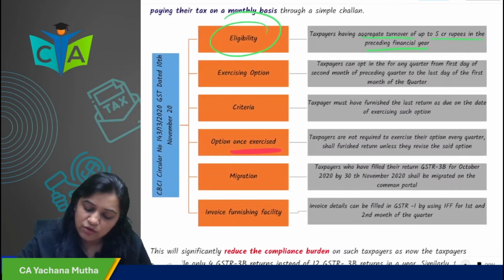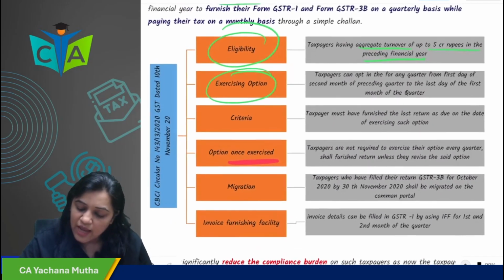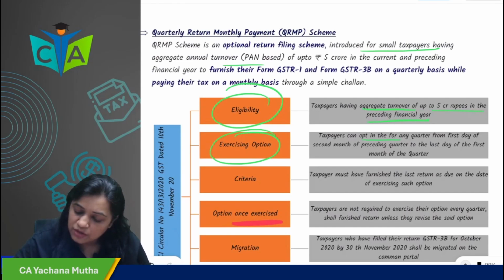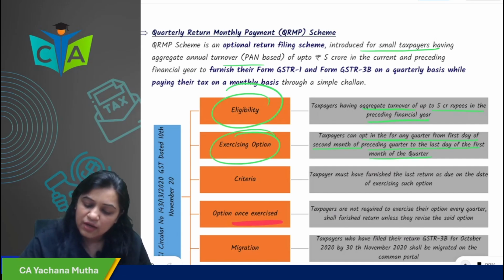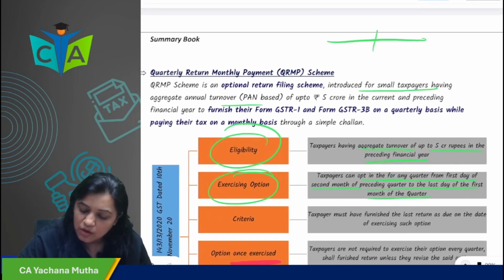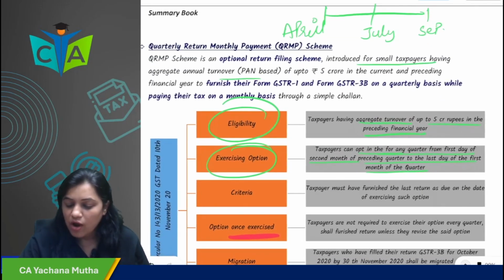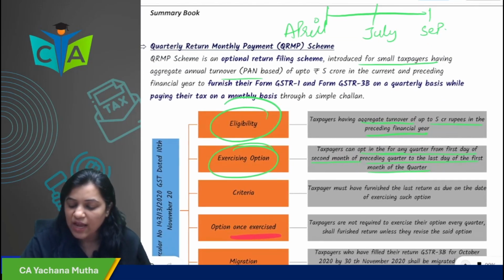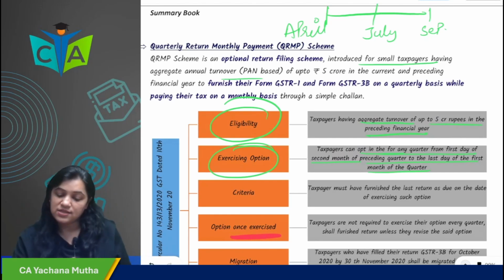From which date to which date can you exercise this option? A taxpayer can opt for any quarter from the first day of the second month of the preceding quarter to the last day of the first month of the quarter. For example, for the July to September quarter, if you want to opt for the scheme, what is the time period available in which you can exercise this option?